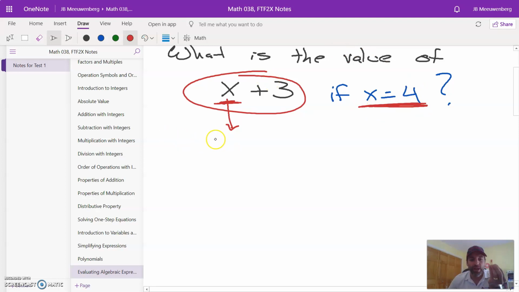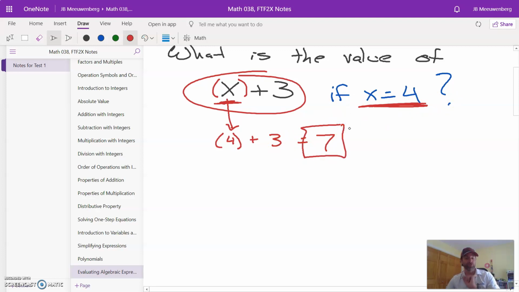And I always recommend doing this. Whenever you are going to take a variable out and put a number in, you put parentheses around the variable. It's a good practice to get into that's going to save you points. And you always like saving points. X plus 3, if x equals 4, is 4 plus 3, which is equal to 7. There's our value. There's our answer.